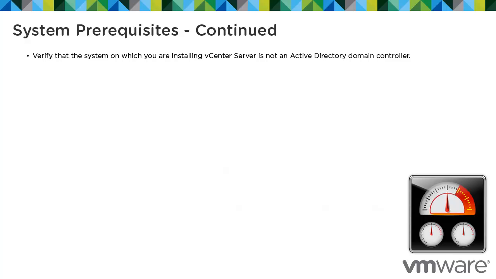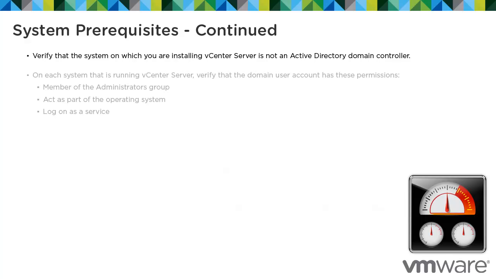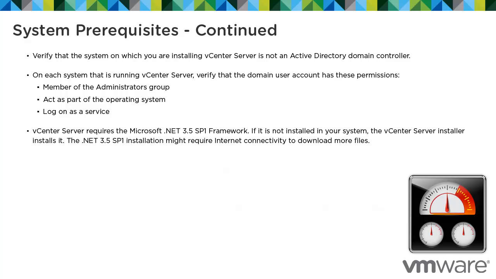Verify that the system on which you are installing vCenter Server is not an Active Directory domain controller. On each system that is running vCenter Server, verify that the domain user account has these permissions: member of the Administrators group, act as part of the operating system, and log on as a service. vCenter Server requires the Microsoft .NET 3.5 SP1 framework. If it is not installed on your system, the vCenter Server installer will install it. The .NET 3.5 SP1 installation might require internet connectivity to download more files.